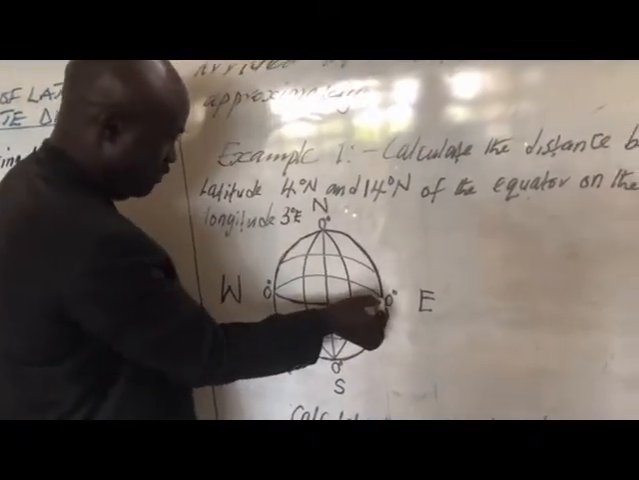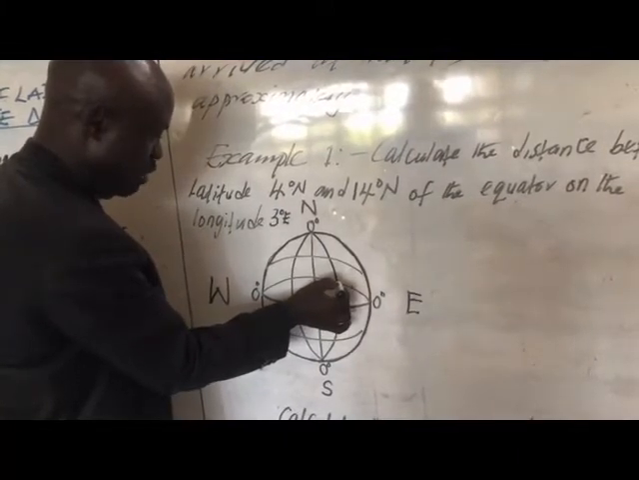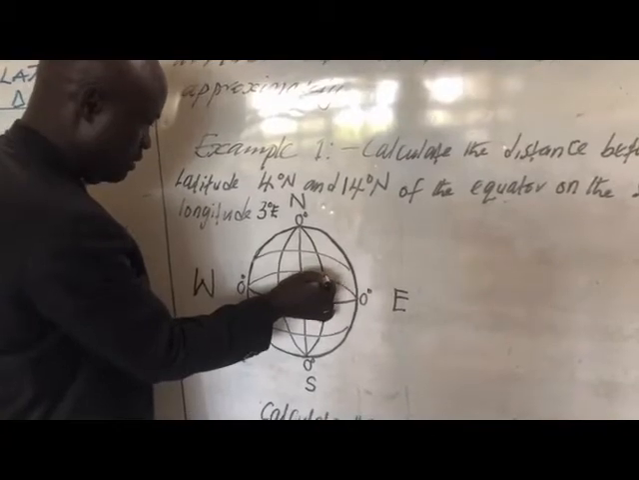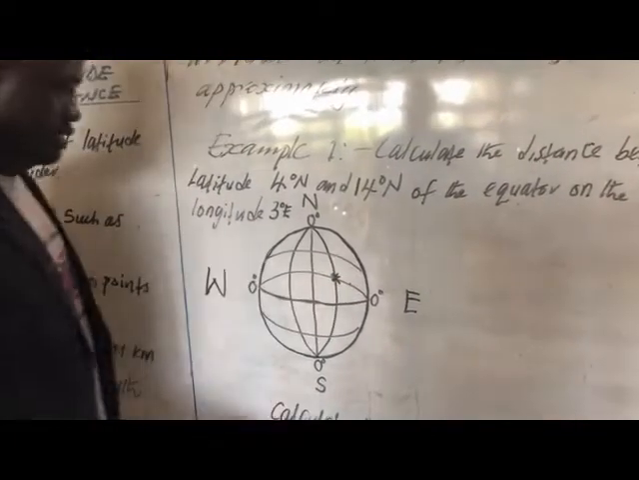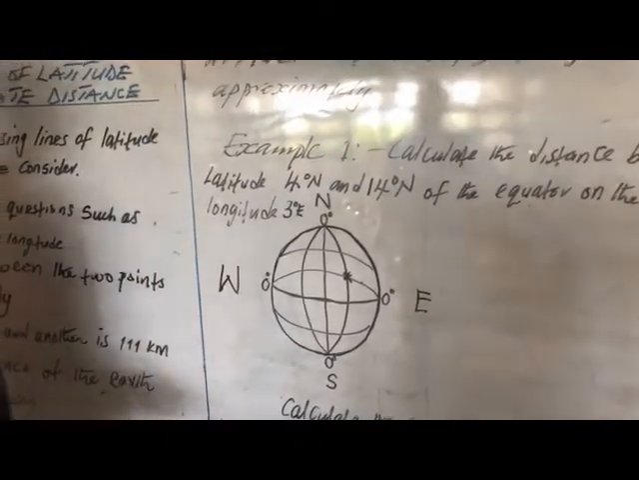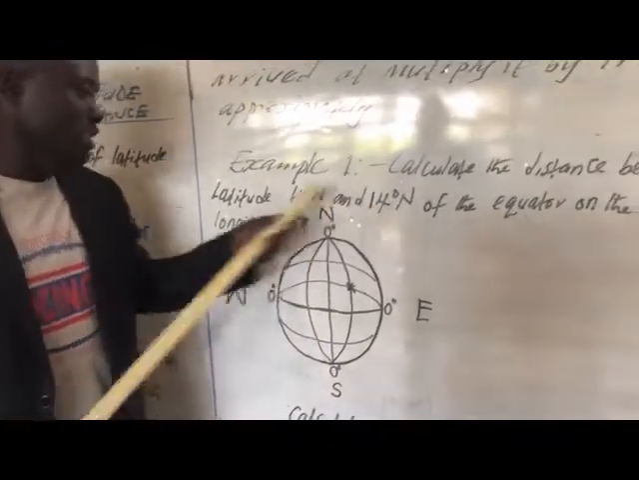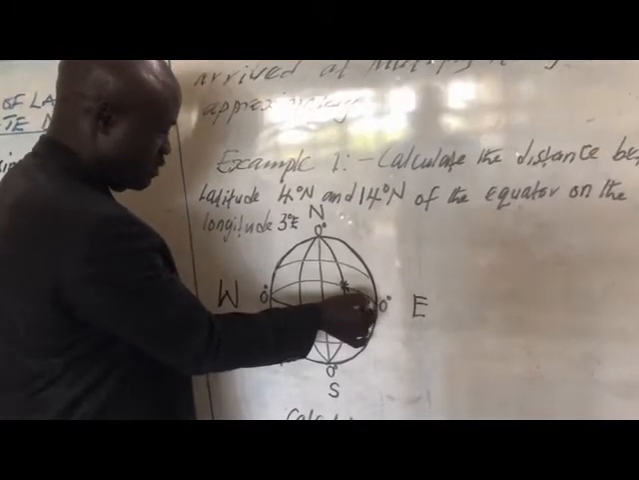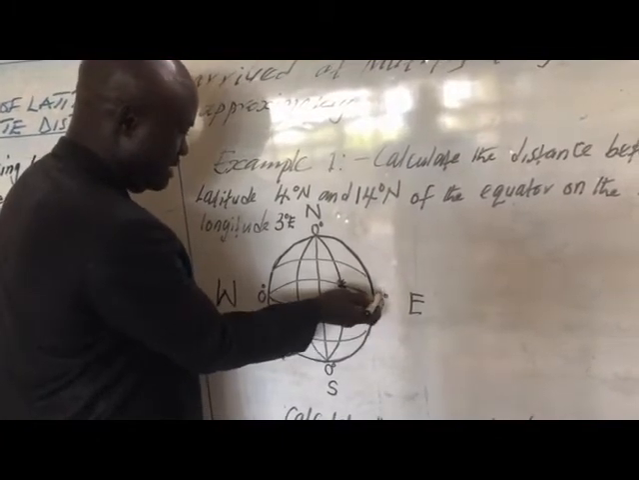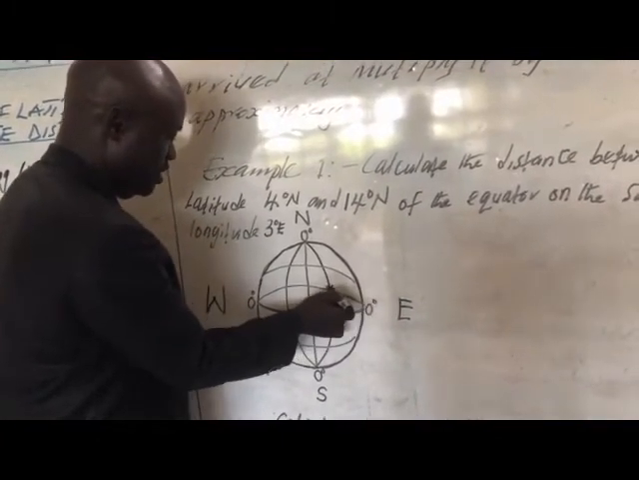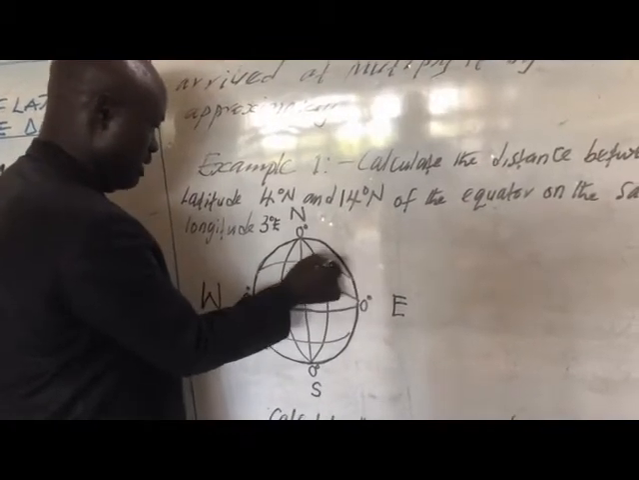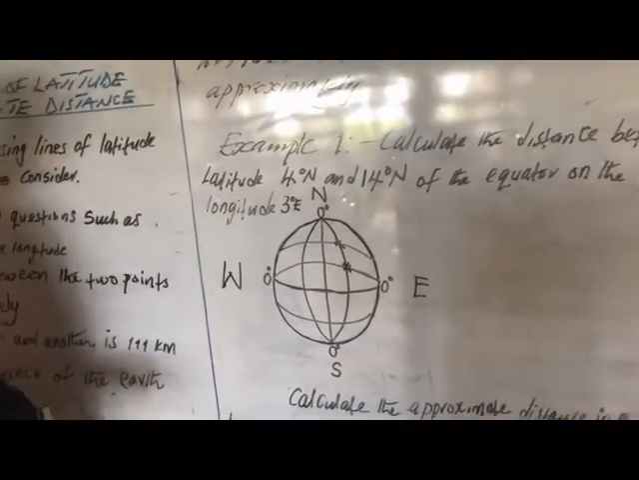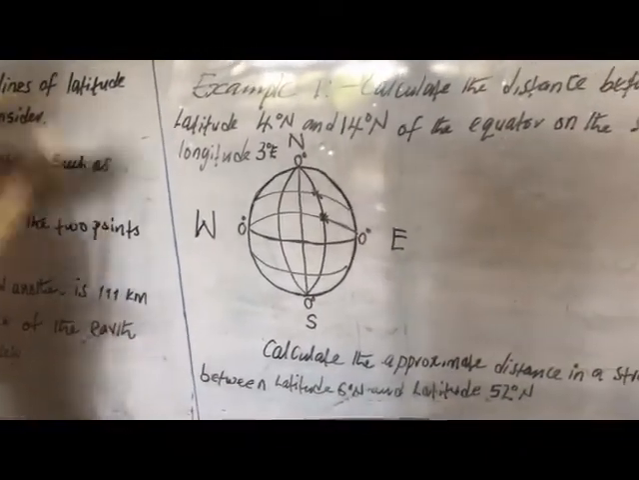Let's say this is our 4 degree, right? Now, we proceed towards 14 degree. If we are to count, let's take it this way. As the case may be, this is 4 degree, and let's say this is our 14 degree. So we are going by that same method.